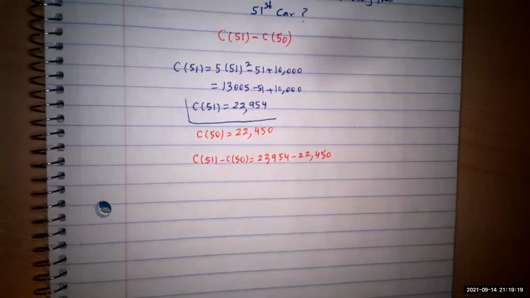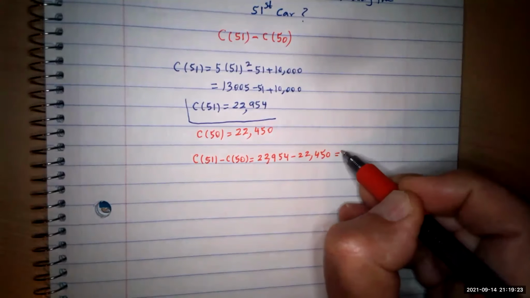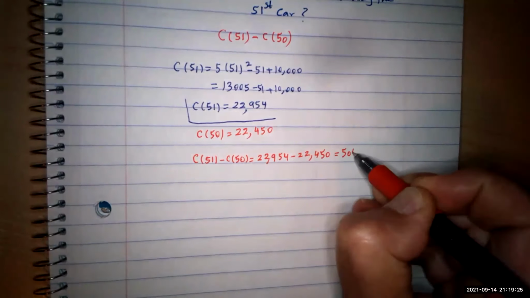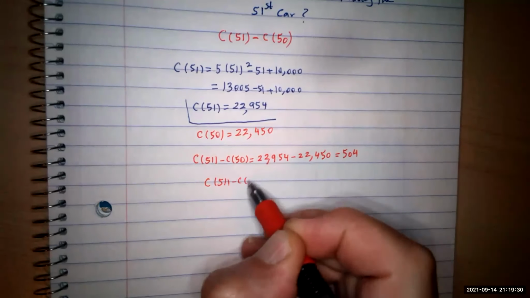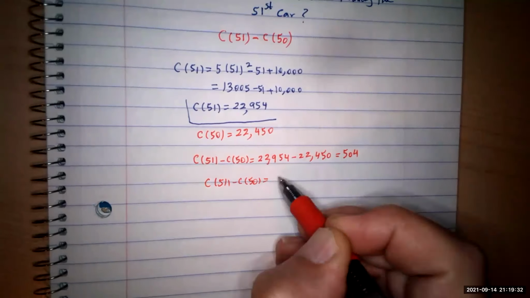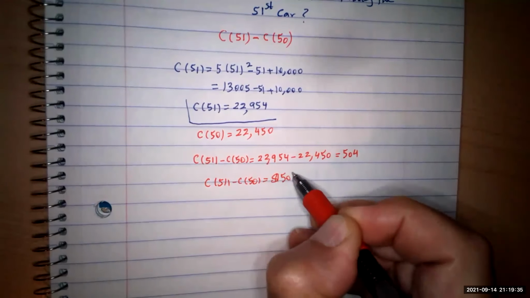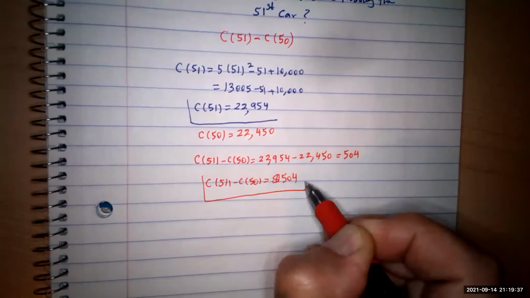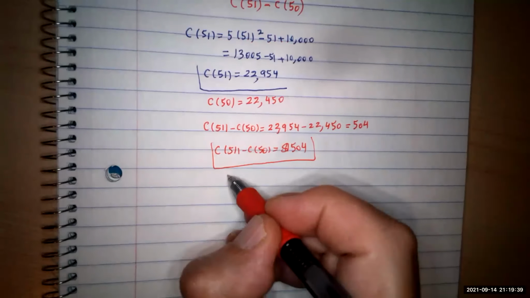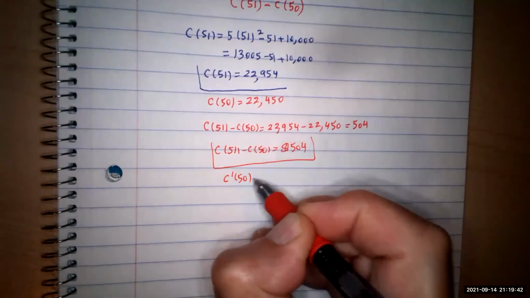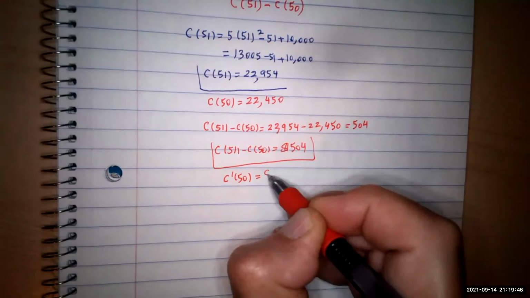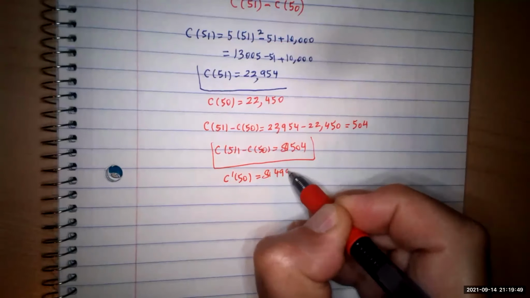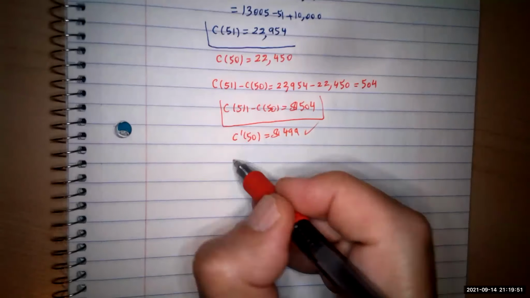If you subtract this one, the number would be almost the same. It's something around $504. And remember the C prime of 50, your C prime of 50 was almost $500. So they are almost the same.